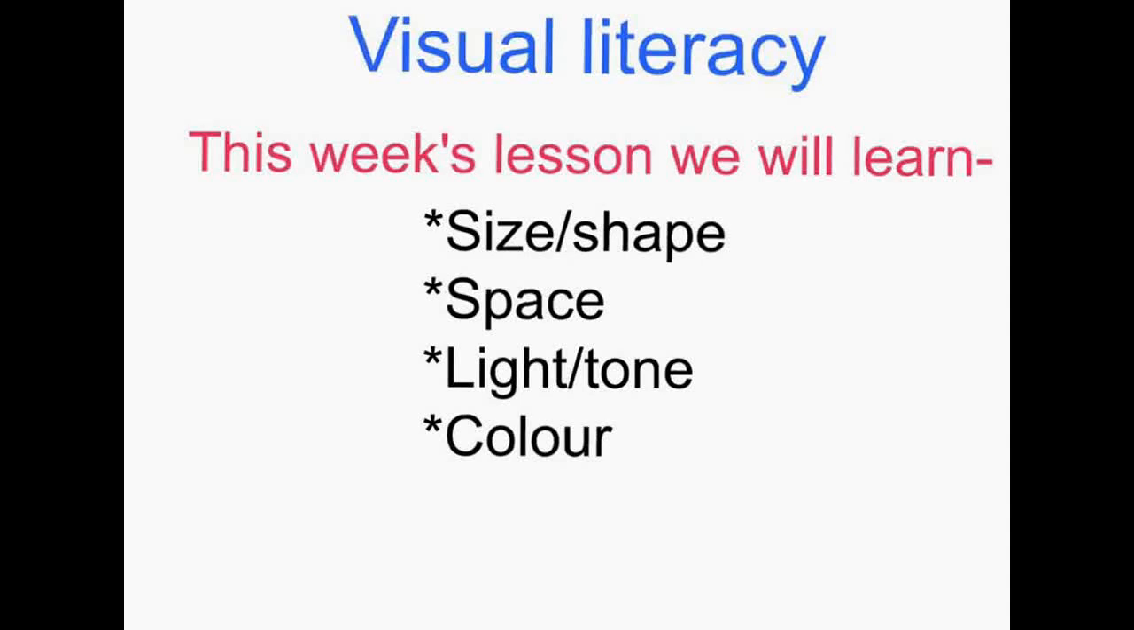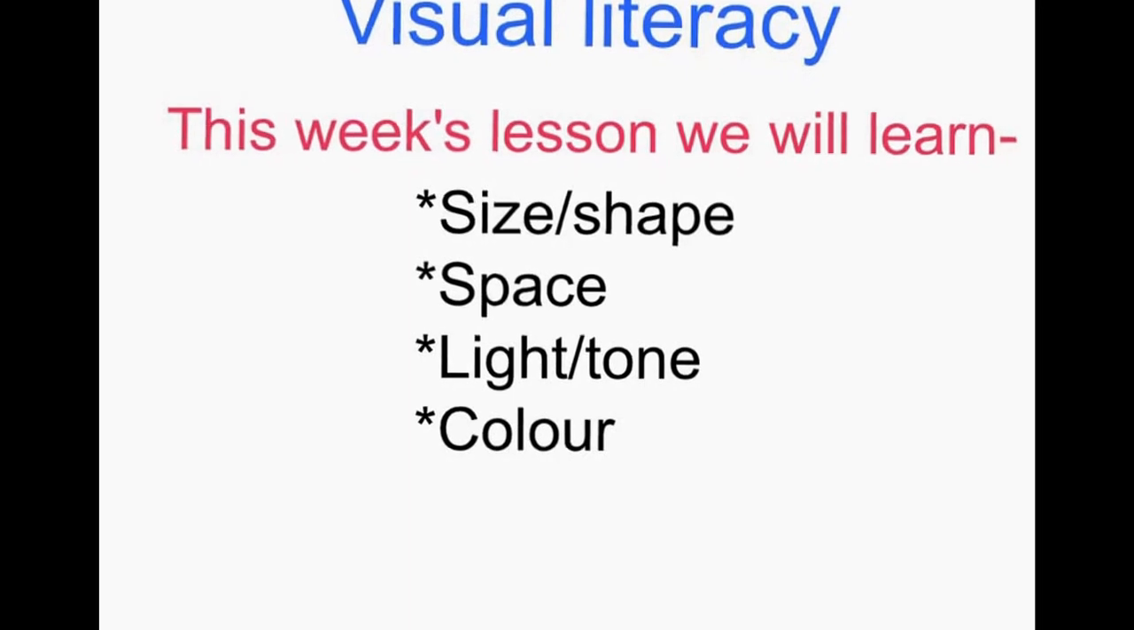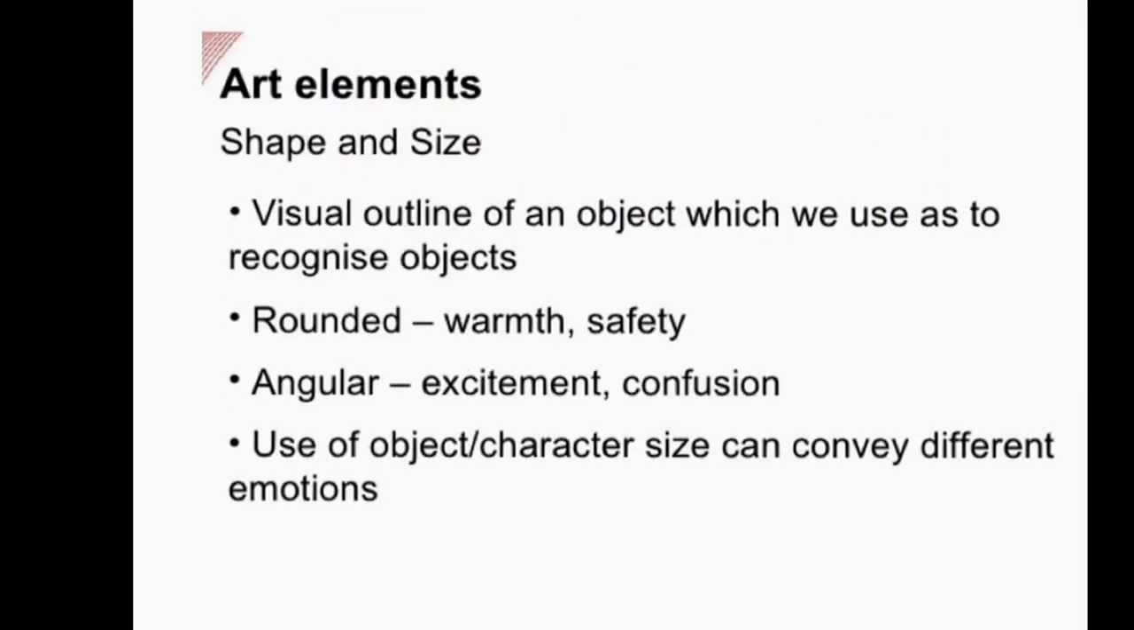This week's video is the second part to our visual literacy unit, and so this week we're going to be going through some stuff about how illustrators and authors use size and shape, how visuals can use space, how they can use light and tone, and how they use color to impact the meaning of the pictures. So we'll start off with size and shape.